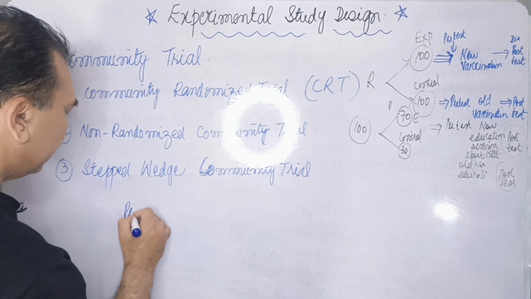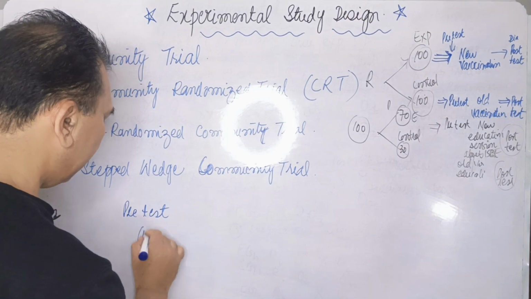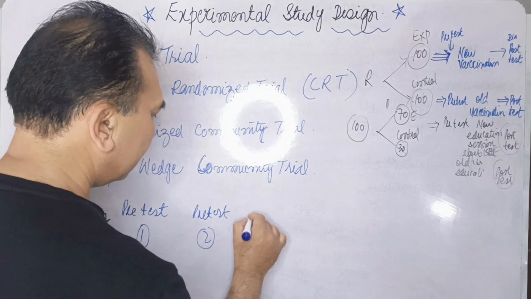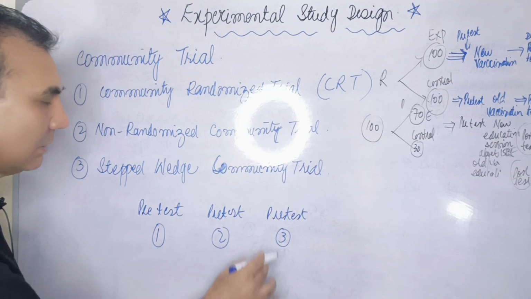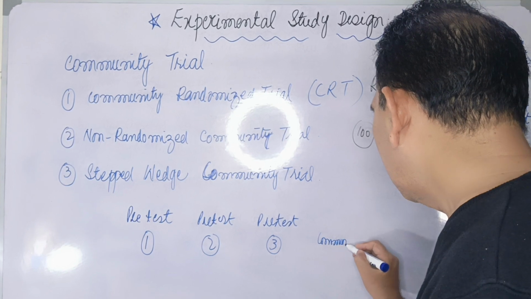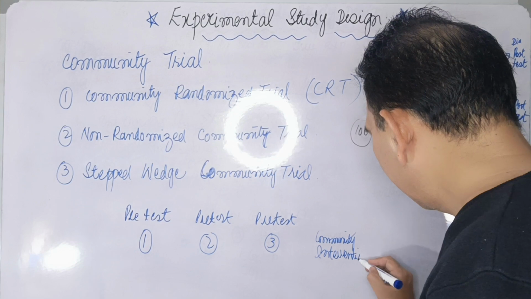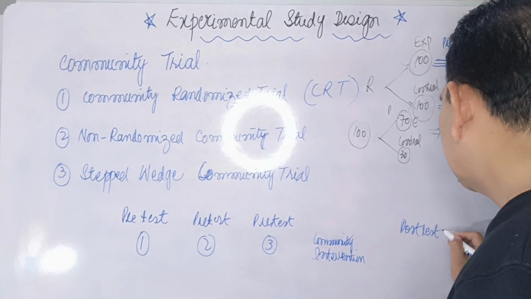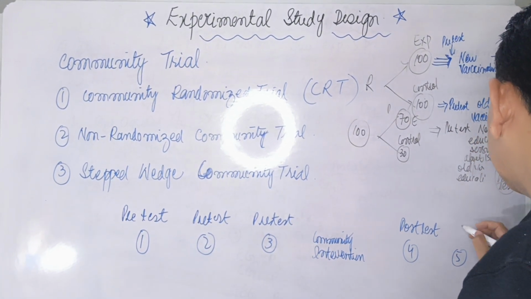In this Stepped Wedge community trial, he gave the pre-test. He took the pre-test one time, two times, and three times on the community, and then he gave the community intervention. Then again he took the post-test, the fourth, fifth, and sixth.